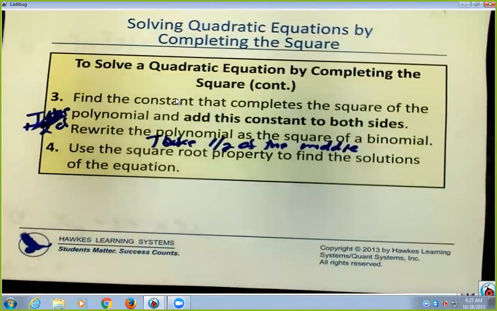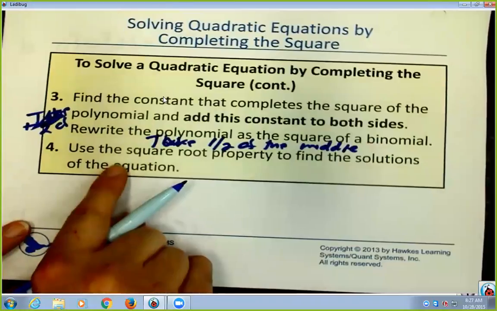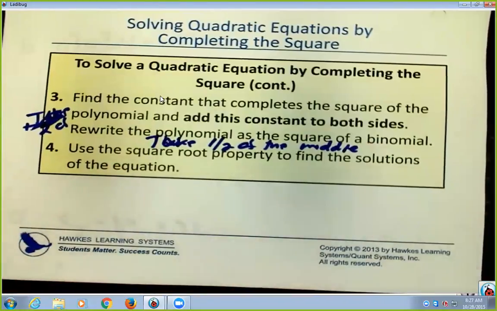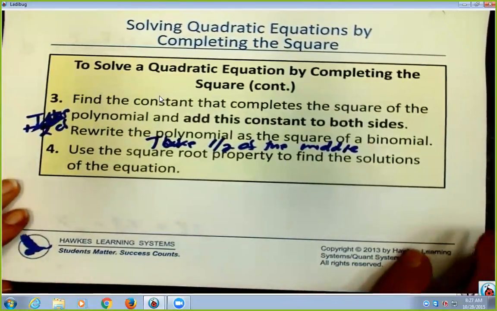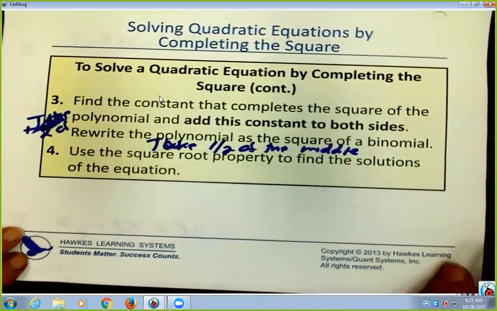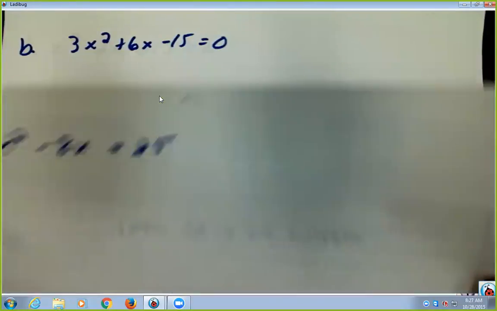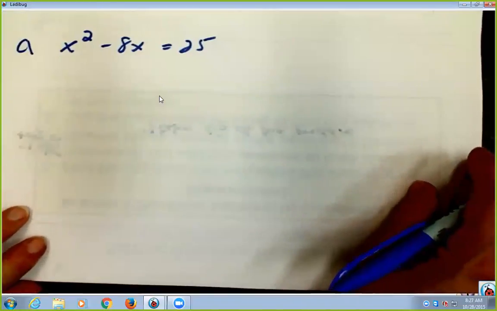And it'll make more sense as we go through it. Then use the square root property to find the solutions of the equation. So then I'm going to take the square root of each side, and we will end up coming up with what our solution is going to be. So let's take a look at this one.